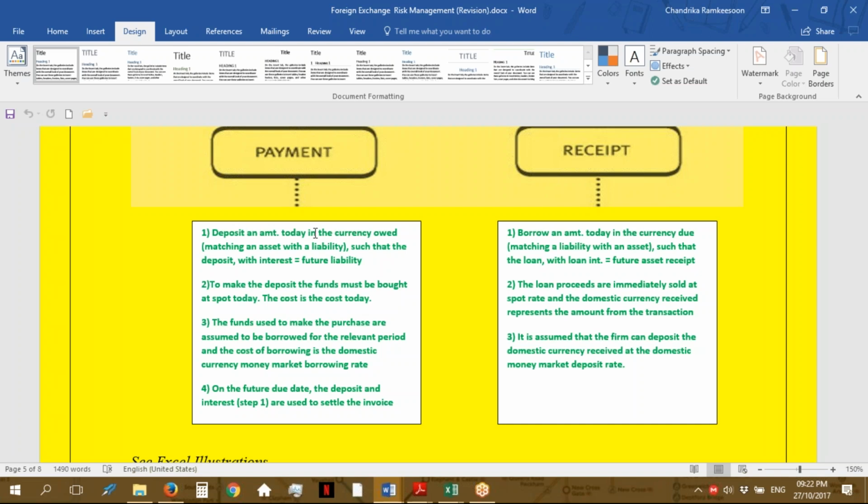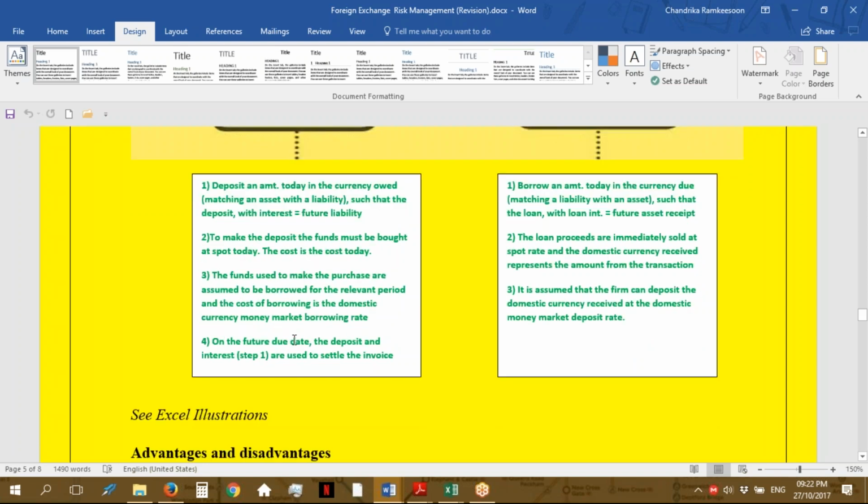Step 3, the funds used to make the purchase are assumed to be borrowed for the relevant period. And the reason why we should put in step 3 here is to also do a comparison, as we see in the example. This is like step 3 here, except rather than using a deposit rate, we use a borrowing rate for the relevant period, and the cost of borrowing is the domestic currency money market borrowing rate. On the future date, the deposit and interest, step 1, is used to settle the invoice.